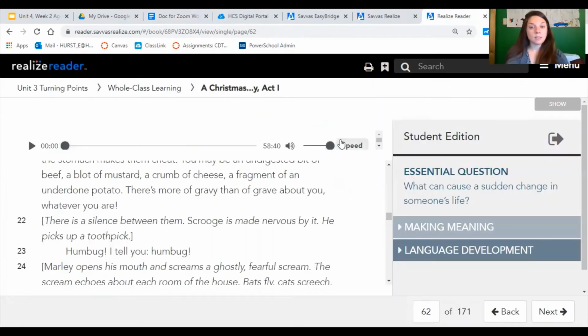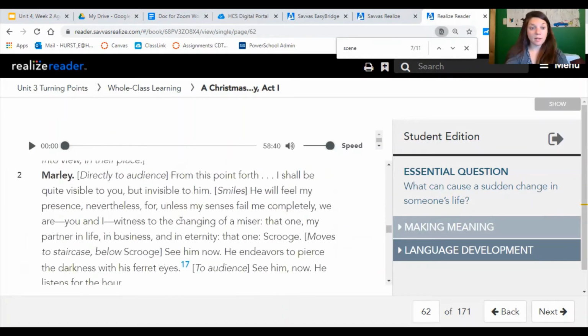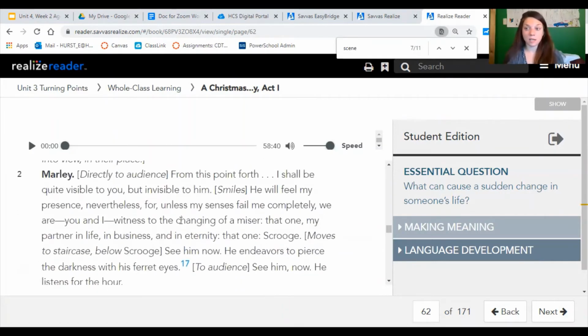Okay, so the next piece that I want you guys to do is scene 4, paragraph 2. I'm going to read that one out loud to you guys as well. So this is Marley talking.